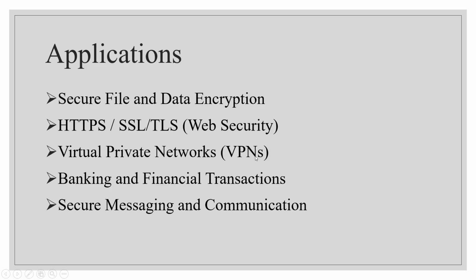Third is a virtual private network, which means VPN. VPN uses symmetric encryption to secure the data traveling between the user's device and a remote server. Symmetric keys are exchanged during the VPN handshake process, often using protocols like IKE, which means Internet Key Exchange.